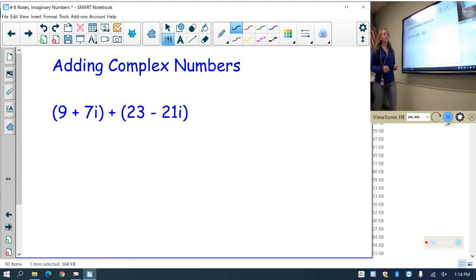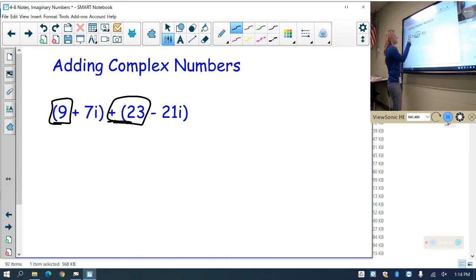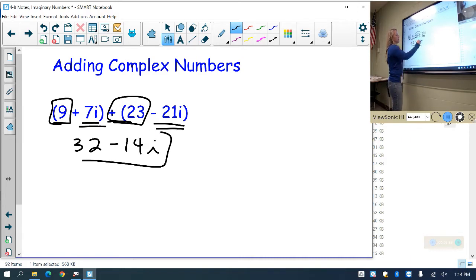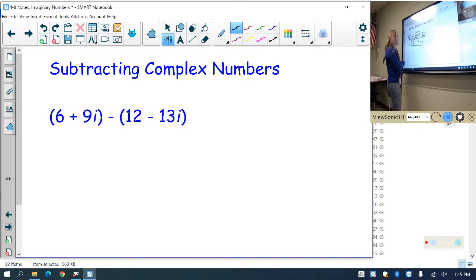Adding complex numbers. When we add complex numbers, all we're doing is combining like terms. So when you have two complex numbers with addition in the middle, I'm just going to go ahead and add. I don't have anything to distribute or combine inside the parentheses. So I have 9 plus 23, which gives me 32. And I have 7i minus 21i, which gives me negative 14i. I cannot combine these two. This is my final solution.